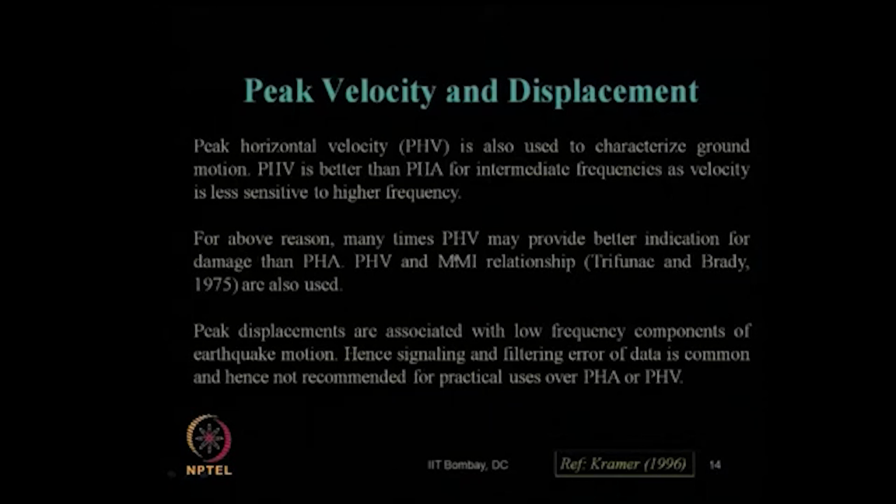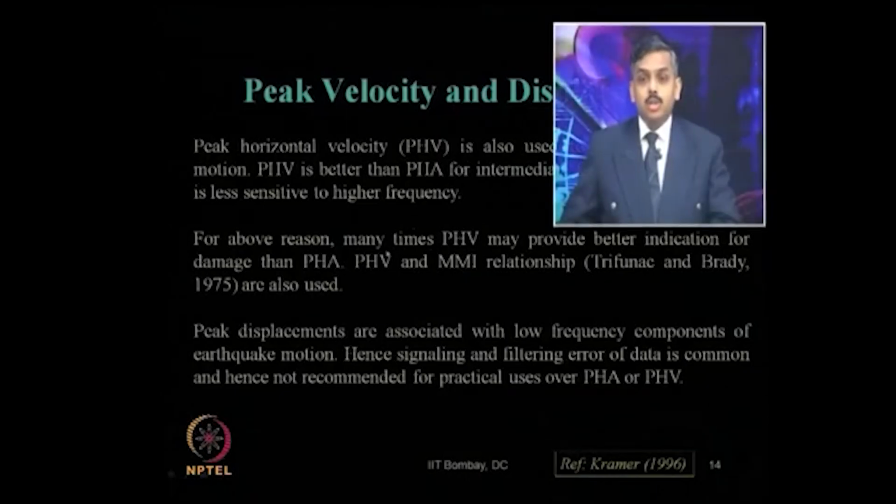For this reason, many a times this PHV, that is peak horizontal velocity, may provide a better indication for the damage than this PHA. So, if you are using the damage estimation through these values of peak horizontal velocity and acceleration, in many a times horizontal velocity will be better than the peak horizontal acceleration. And that peak horizontal velocity versus MMI relationship was also given by Trifunac and Brady in 1975, that can be used.